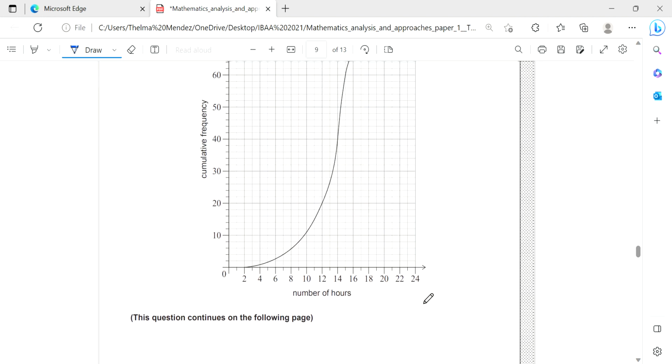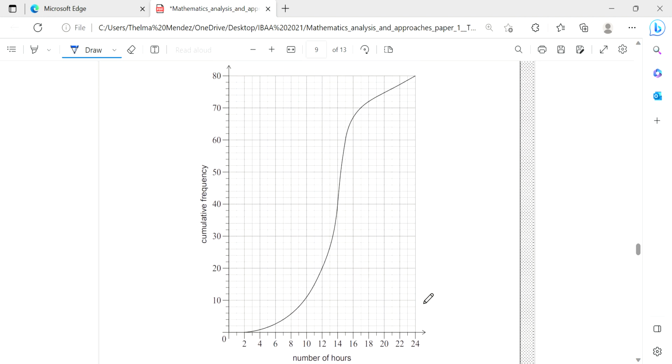Median number of hours. First, we find the median of the population. So 80, half of that is 40. And then we draw a line.